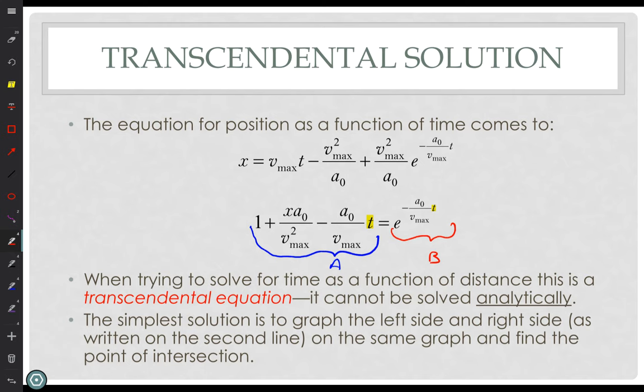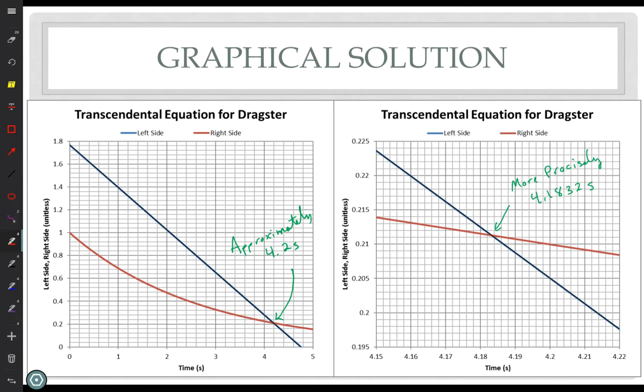I made a spreadsheet, and then I graphed from the spreadsheet, and here are the graphs. The first one is showing the entire race, going from 0 time and showing A and B. So here we have A, my left side, B, my right side, and the time when they're equal is right here. To get it more carefully, I just changed my delta T in my spreadsheet, and I was able to find that it's 4.18317 as far as I calculated it. And so that's the time that it would take with our model for the dragster to complete the race.